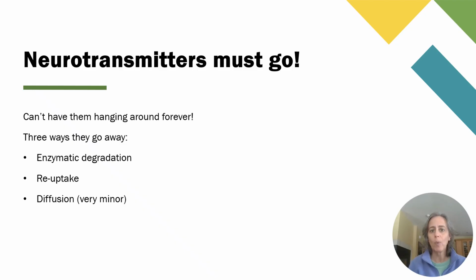So there are 3 different ways that they can leave the synapse or kind of be gone from the synapse, called enzymatic degradation, reuptake, and diffusion. We're going to talk about the first 2 in more detail. Diffusion is a very minor contributor to how neurotransmitters get out of the synapse, and it just refers to the fact that they're just going to kind of move around. Some of them are just going to drift away out of the synapse entirely. So let's talk about the other 2 in more detail.